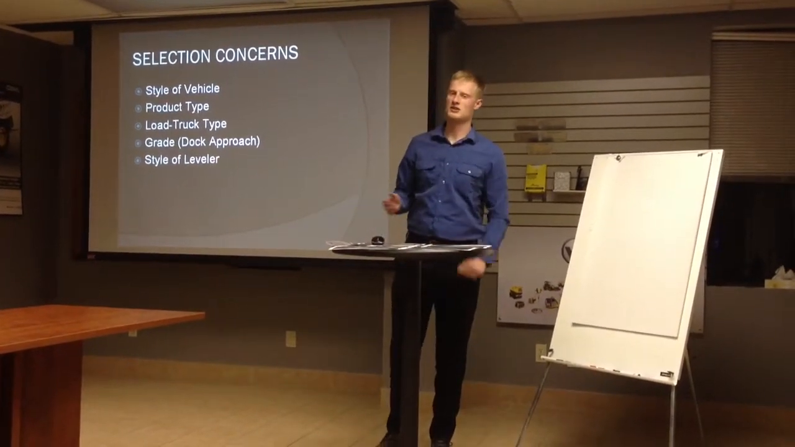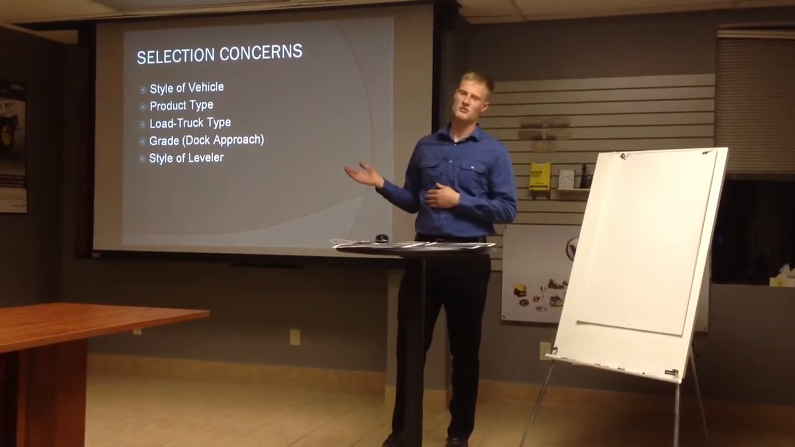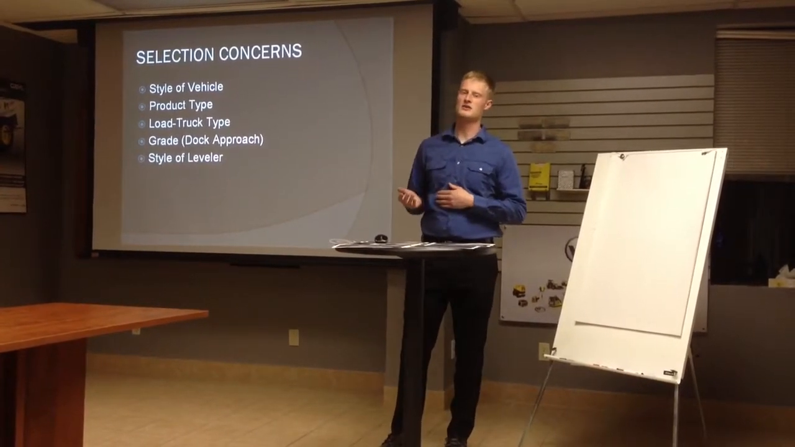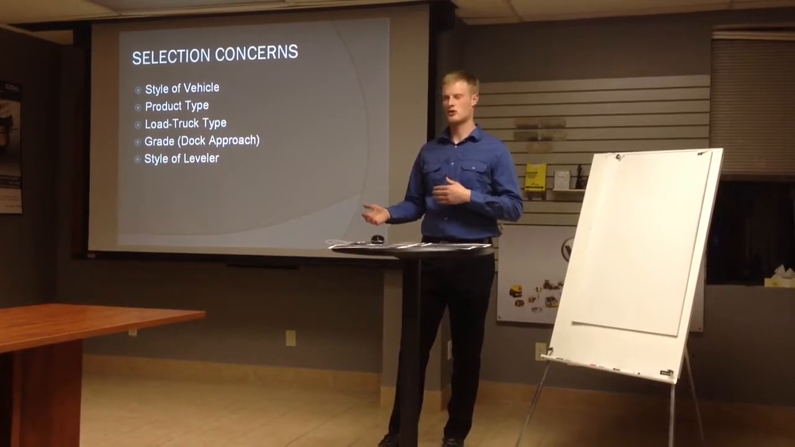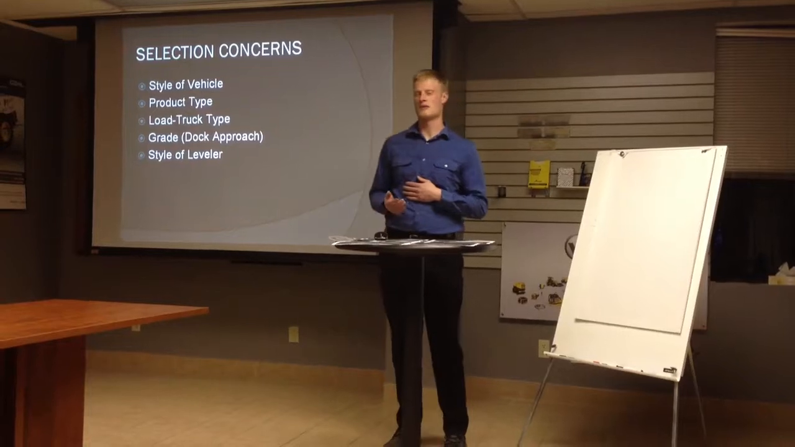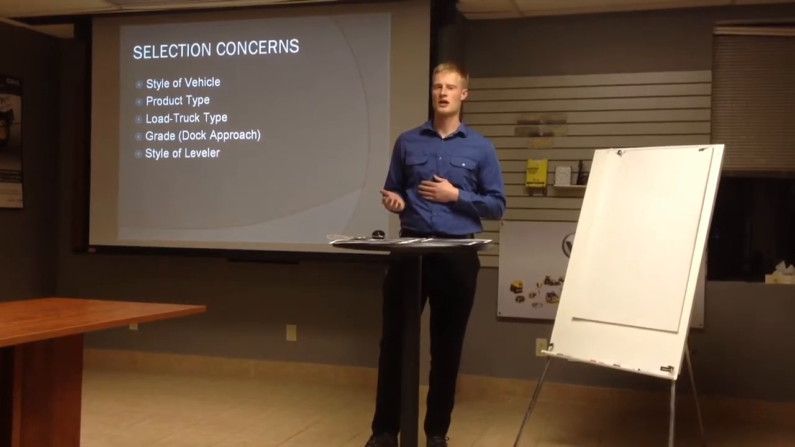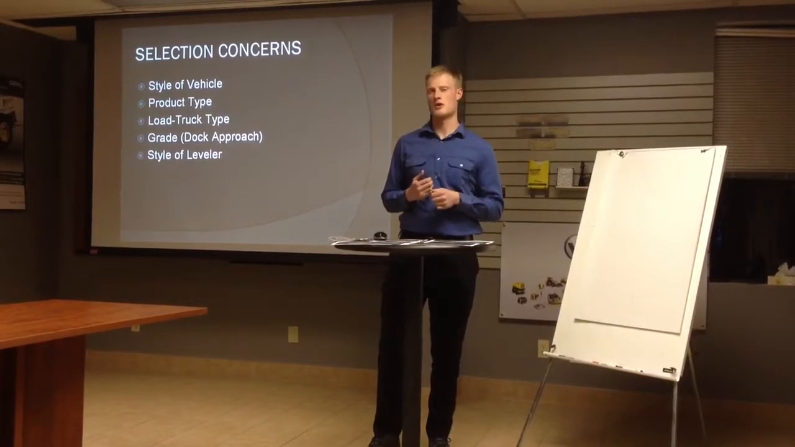We have a number of selection concerns, but here are the major points. We have style of vehicle, meaning what type of truck is going to be backing into the dock: 53-foot truck, parcel truck, cargo van. We have product type. What type of product is actually going to be taken out of the vehicle and stored. This is a major thing to think about as well with product type.